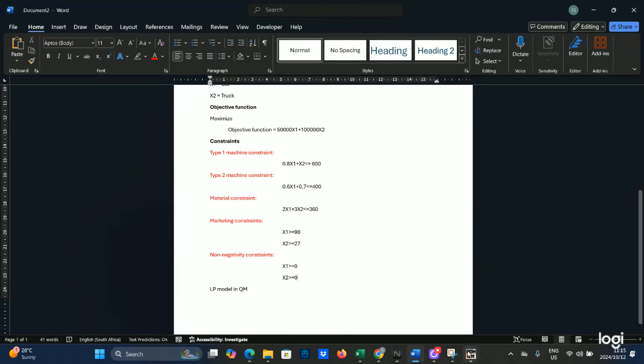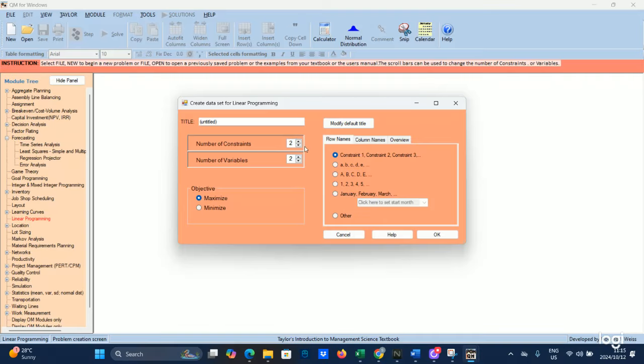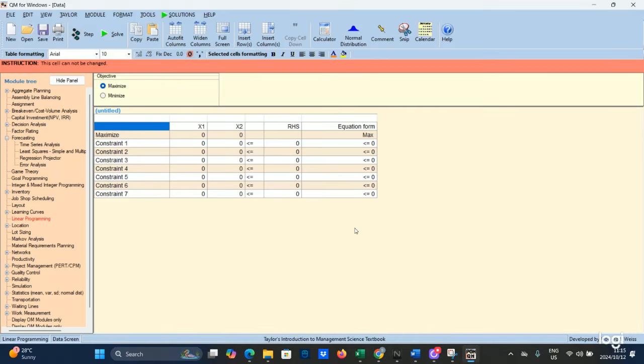So when you come back here, we can just increase like this, or we can manually type 7. It doesn't matter, it works either way. After you properly put in the number of constraints and number of variables, you can just press okay, and then you get something like this.